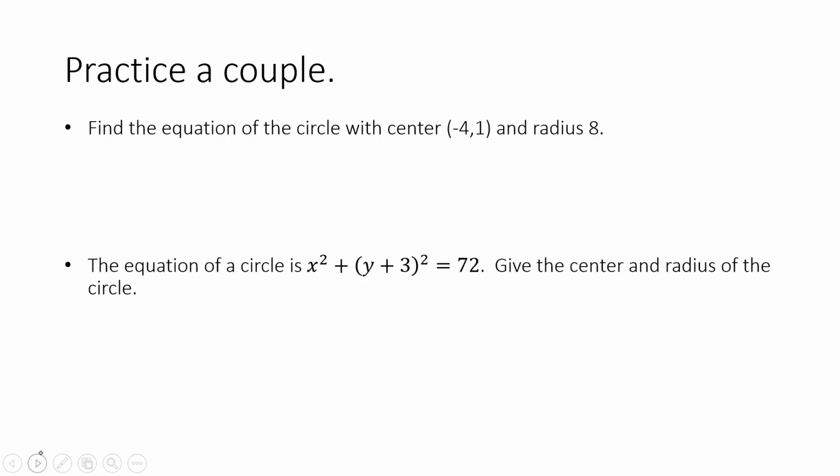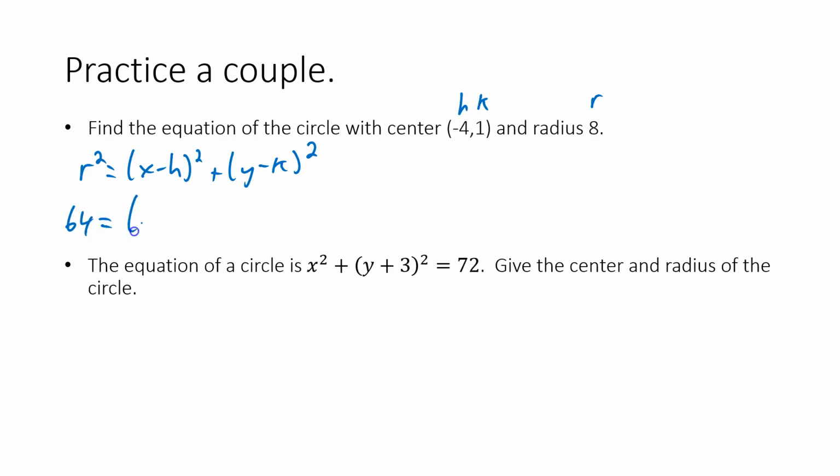Let's find the equation of the circle with the center -4, 1, and radius 8. So we have our h, k here, and we have our radius. So r squared equals x minus h squared plus y minus k squared. Let's put in the pieces. r is 8, so 8 squared is 64, is equal to x minus our h, which is -4. So I'm going to write that as minus -4 for now. We'll change that to a positive later, don't worry.